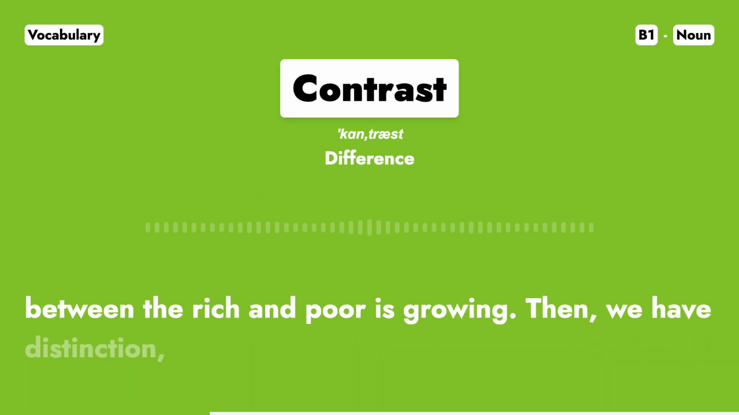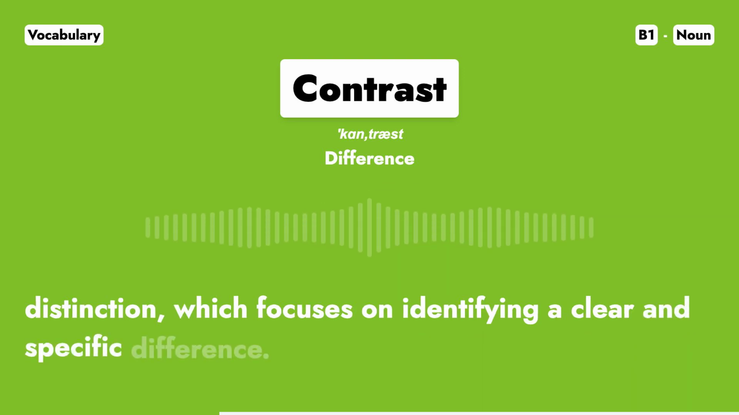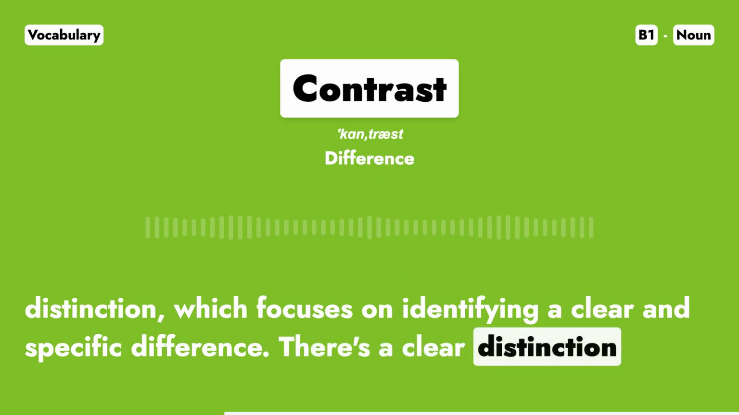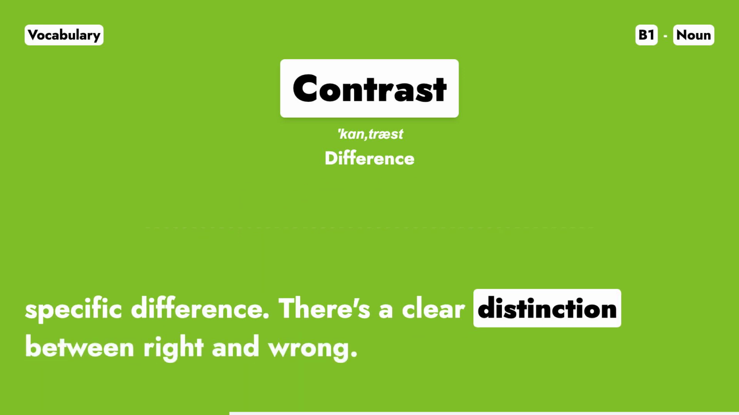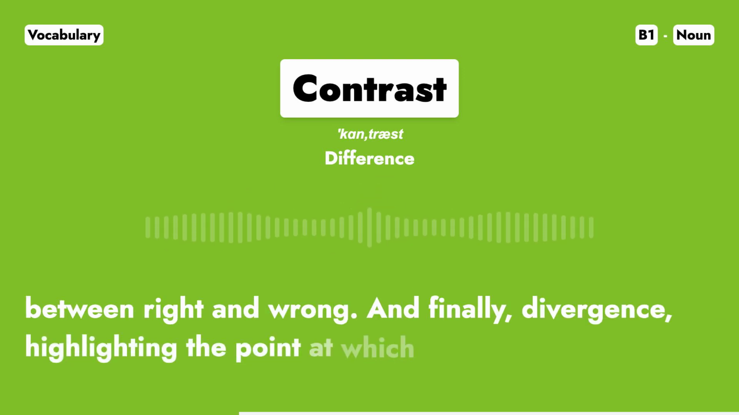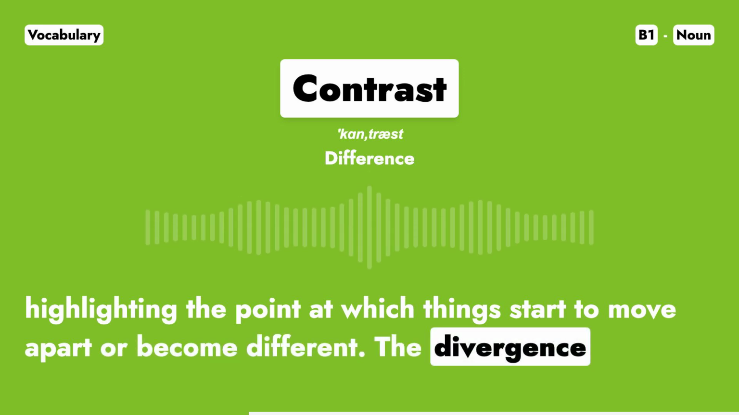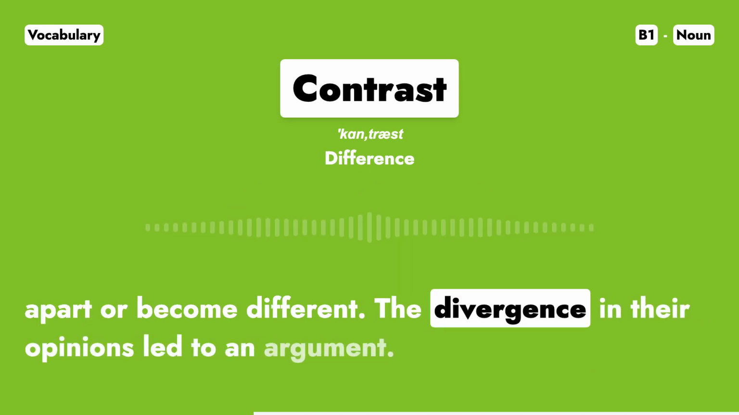Then we have distinction, which focuses on identifying a clear and specific difference. There's a clear distinction between right and wrong. And finally, divergence, highlighting the point at which things start to move apart or become different. The divergence in their opinions led to an argument.